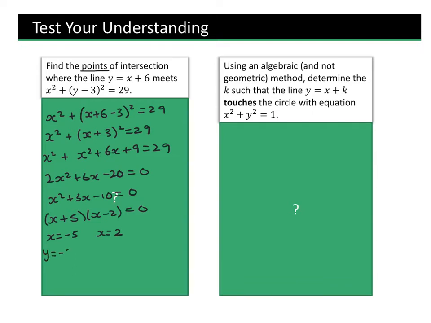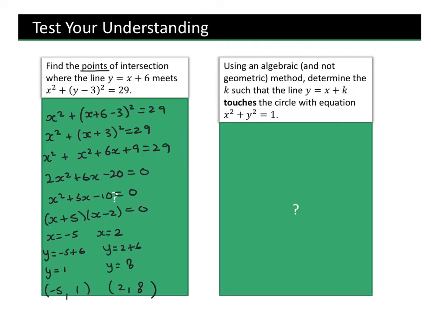So I'm going to have y equals negative 5 plus 6, so y equals 1. And I'm going to have y equals 2 plus 6, so y equals 8. So it's really important. It says find the points of intersection. You will need to write these as coordinates: minus 5, 1 and 2, 8.